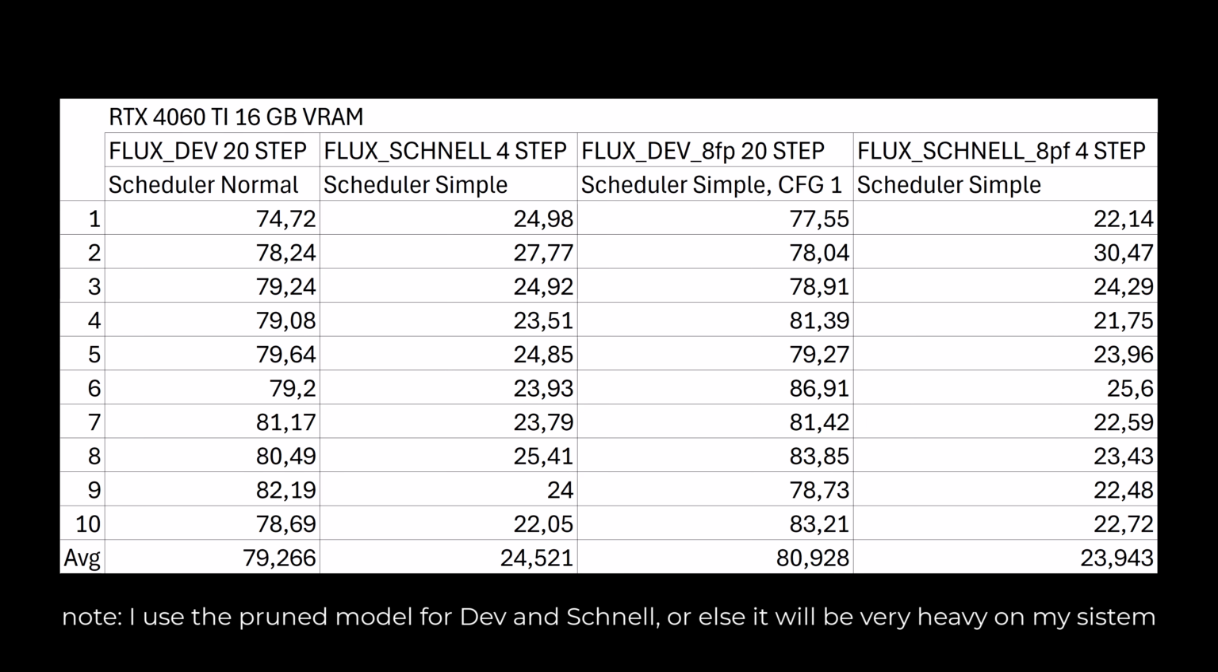While Schnell FP8, I guess, is really fast. As for you, you could use whatever you like. But if you have low VRAM like me, that is less than 24 gigs of VRAM, I suggest you use the FP8 models.